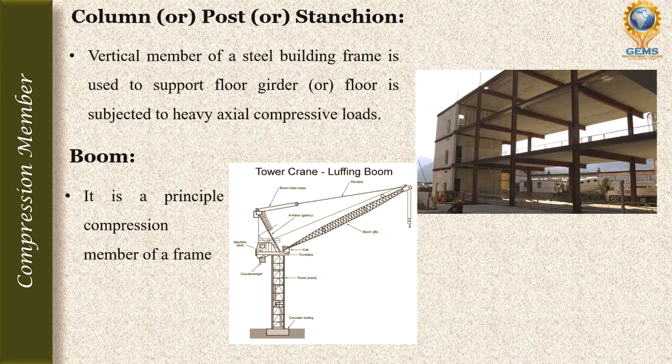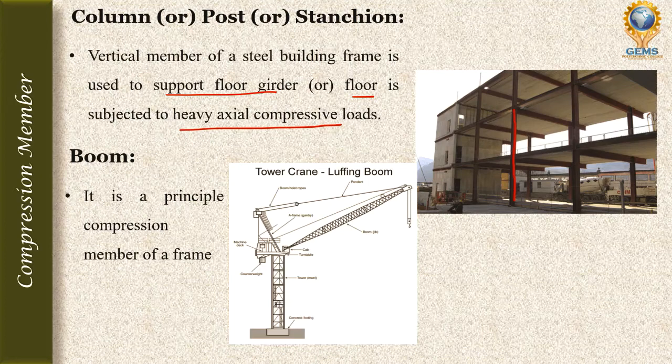Next one is column or post or stanchion. A column is a vertical member of a steel building frame, used to support a floor girder or floor which is subjected to heavy axial compressive loading. So this is a column. This column supports the floor girder to take care of the heavy loading applied on the roof girder. It will transmit the load to the foundation. So this is a column.